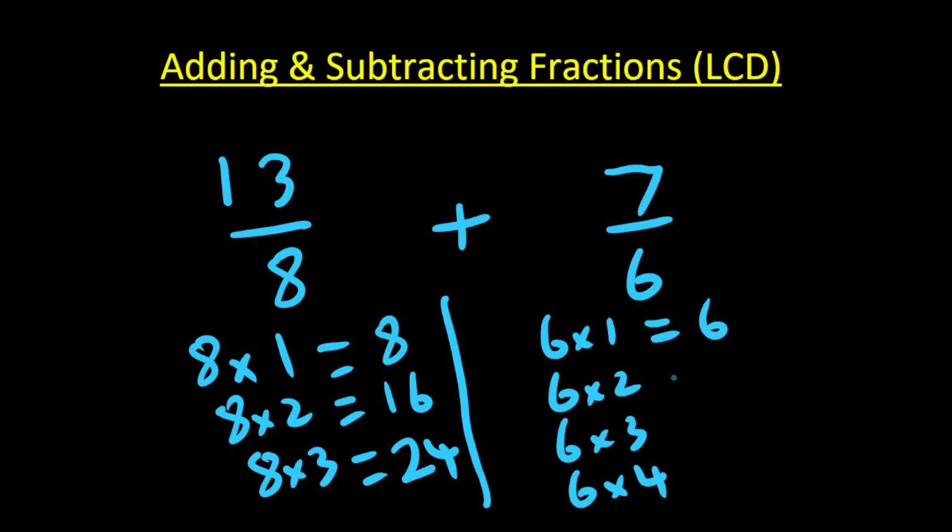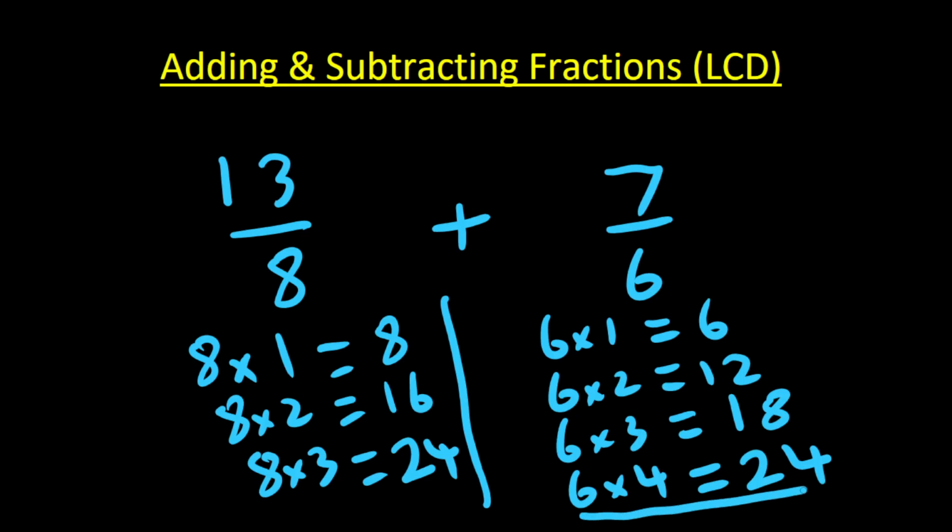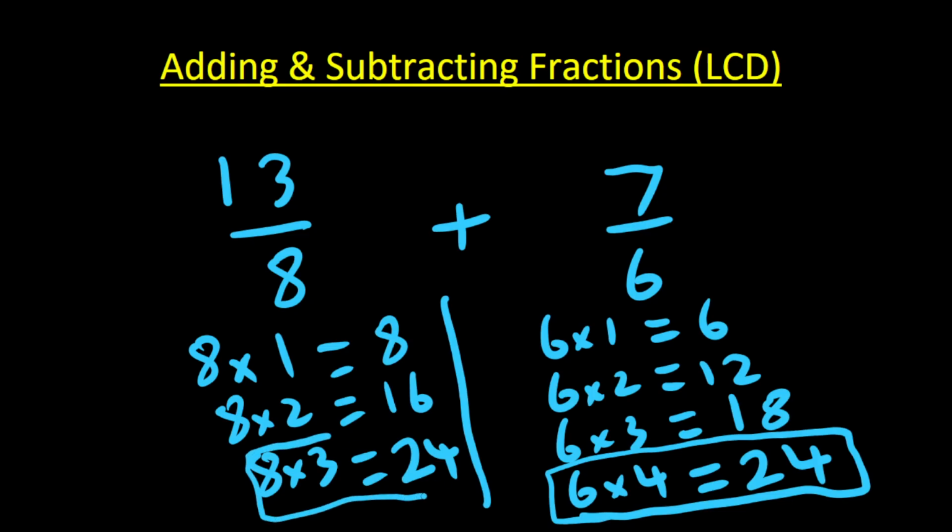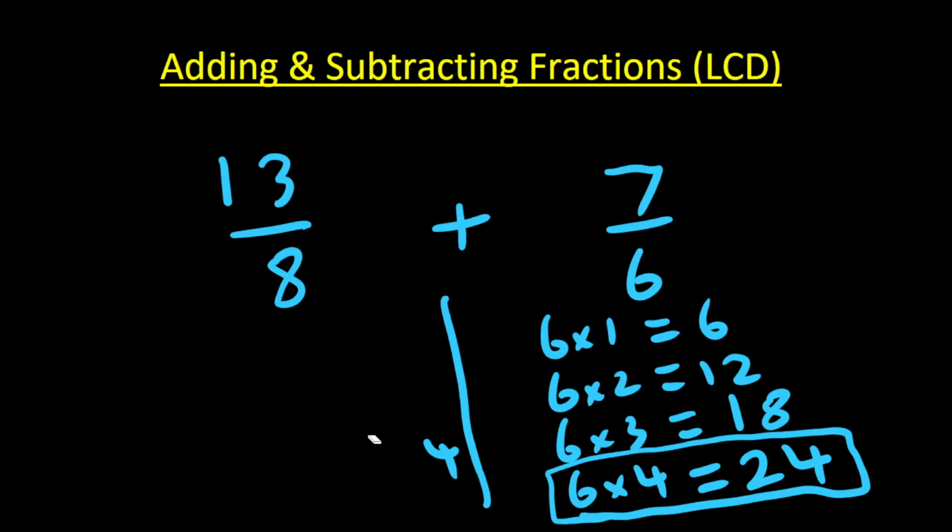And 6 times 1 is 6. 6 times 2 is 12. 6 times 3 is 18. And 6 times 4 is 24. So right here it's 6 times 4 equals 24, and 8 times 3 equals 24. That is their least common multiple, actually, LCM. So because 24 is the least common multiple for 8 and 6, we can use 24 as the least common denominator.